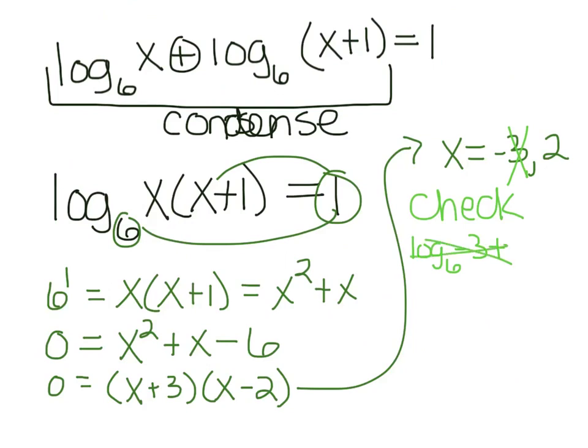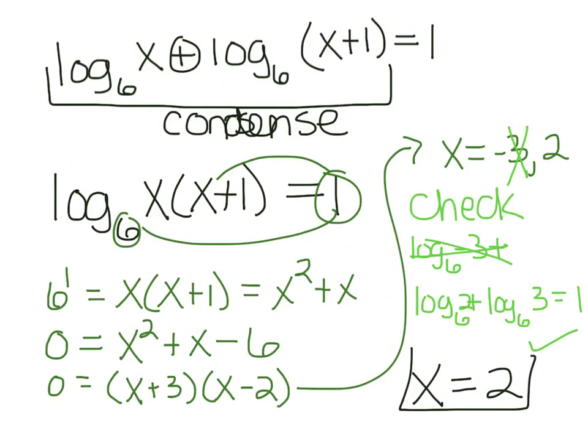And then if I plug in a 2, I'm going to be taking log base 6 of 2 plus log base 6 of 2 plus 1, which is 3. Both of those are fine. And then that should equal 1. So 2 works. Our final answer is only x equals 2, because the negative 3 was extraneous.